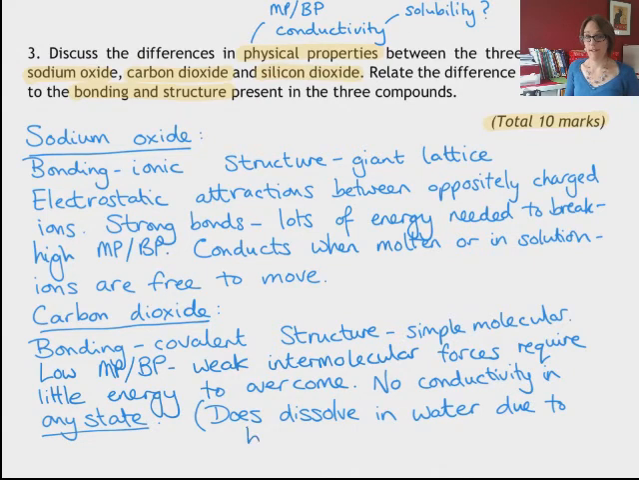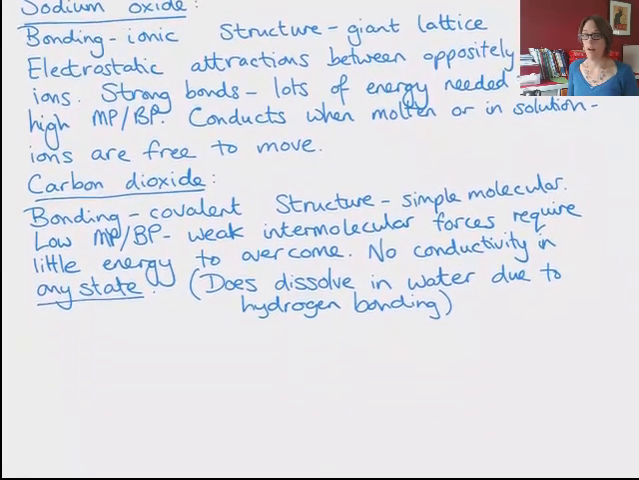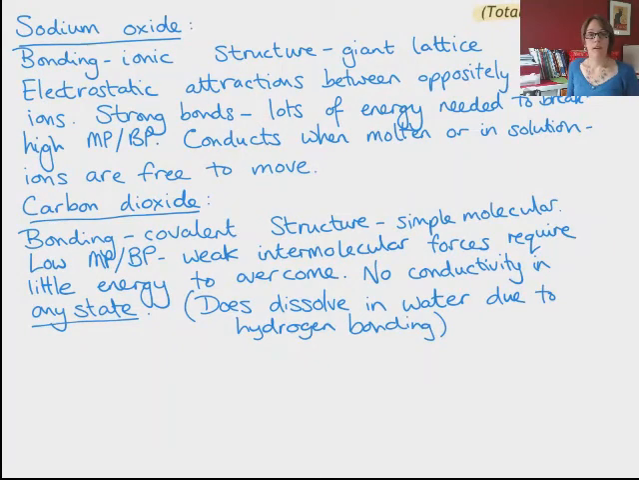The reason it does that is because it can hydrogen bond with water, and we mentioned that in the intermolecular forces video when we looked at the different examples of when hydrogen bonding can occur. And then the last compound that we need to look at is silicon dioxide. Silicon dioxide is one that students often forget as our example of giant covalent structure.